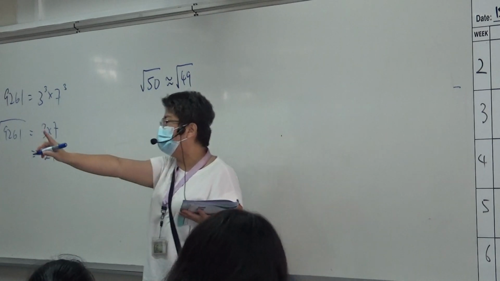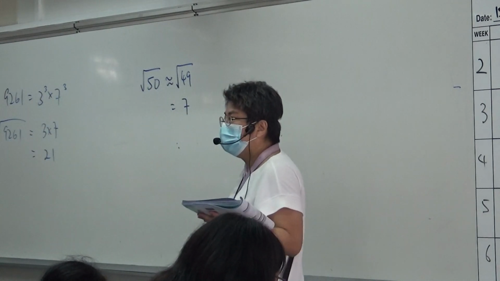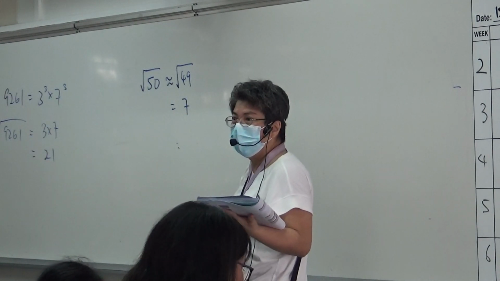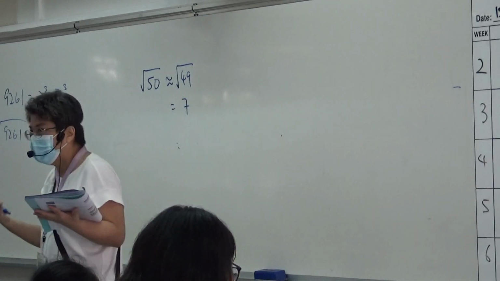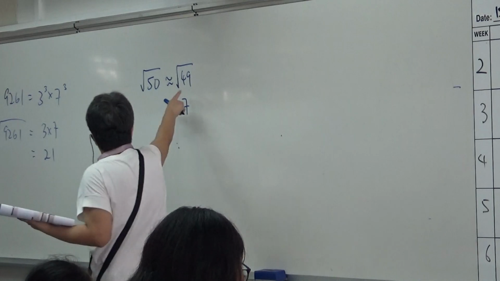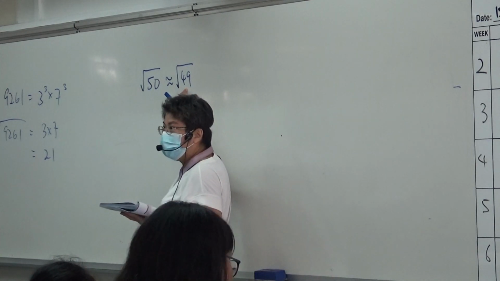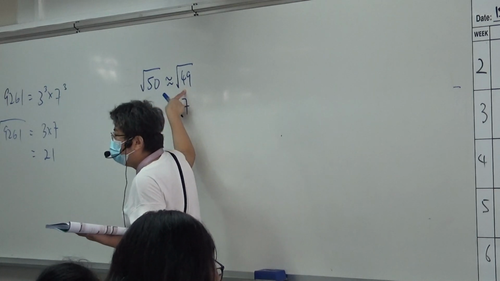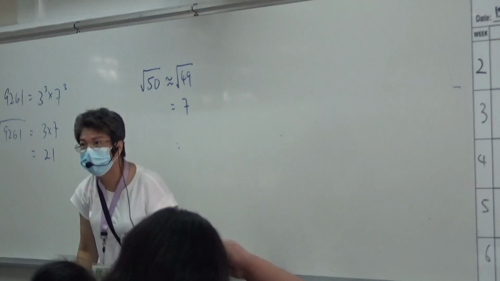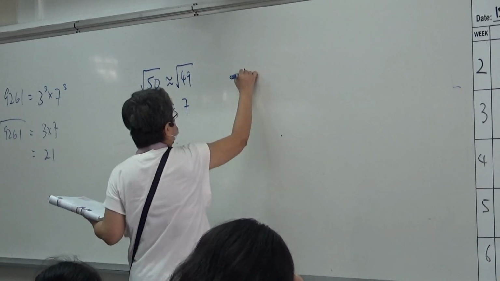Okay, you keep your calculator. What's square root of 50? 7 point something, right? That means it's more than 7. How come I choose 49? I never choose 36. 49 is nearer to 50. You choose the nearest one. That's called estimation. Okay? Now, next.